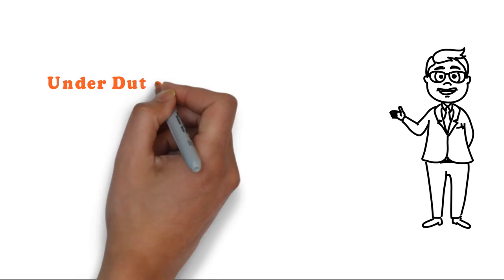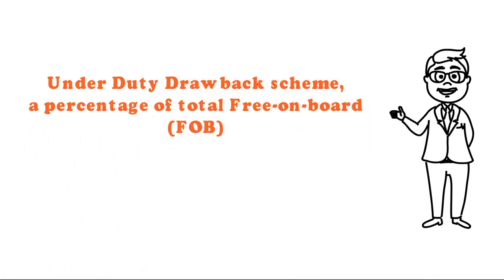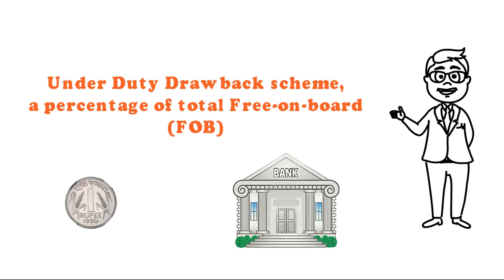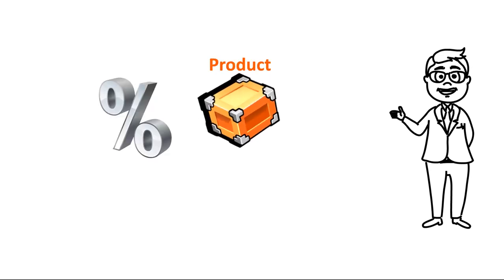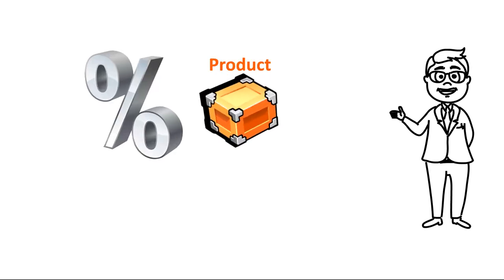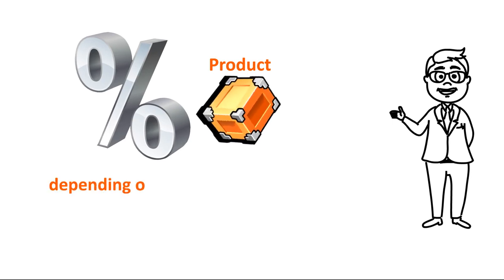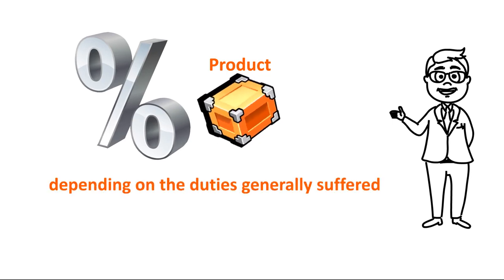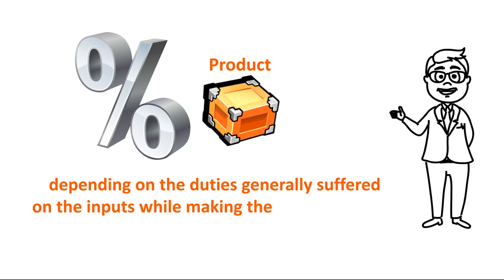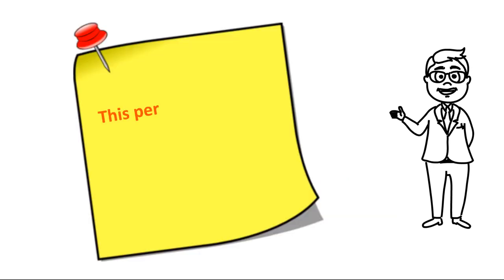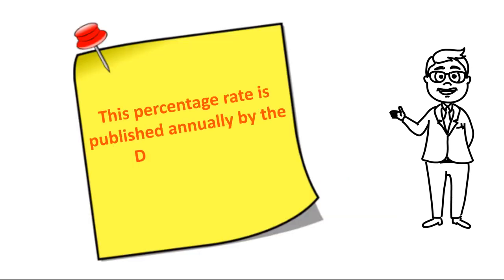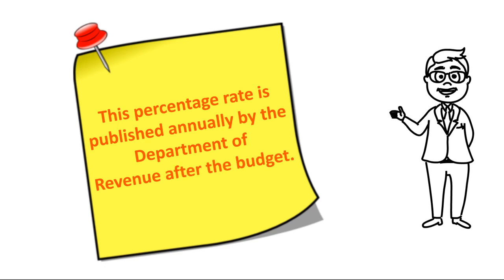Under Duty Drawback Scheme, a percentage of total free on-board FOB price is reimbursed to the exporter directly to their bank accounts. The percentage reimbursement varies from product to product depending on the duties generally suffered on the inputs while making the export product. This percentage rate is published annually by the Department of Revenue after the budget.